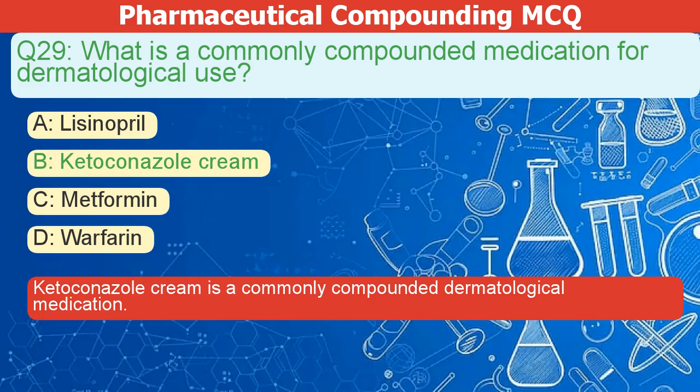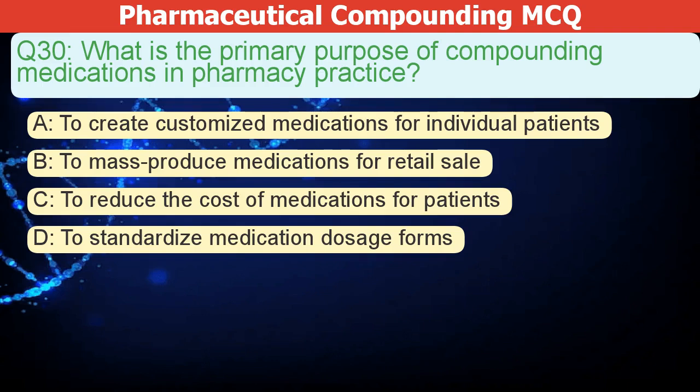The correct answer is B. Ketoconazole cream is a commonly compounded dermatological medication. What is the primary purpose of compounding medications in pharmacy practice? A. To create customized medications for individual patients. B. To mass-produce medications for retail sale. C. To reduce the cost of medications for patients. D. To standardize medication dosage forms.